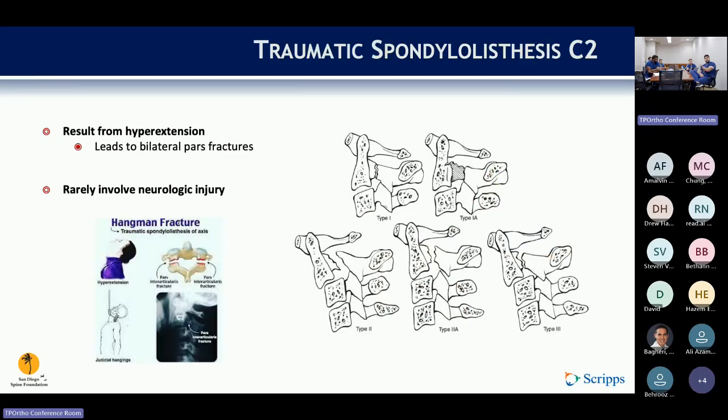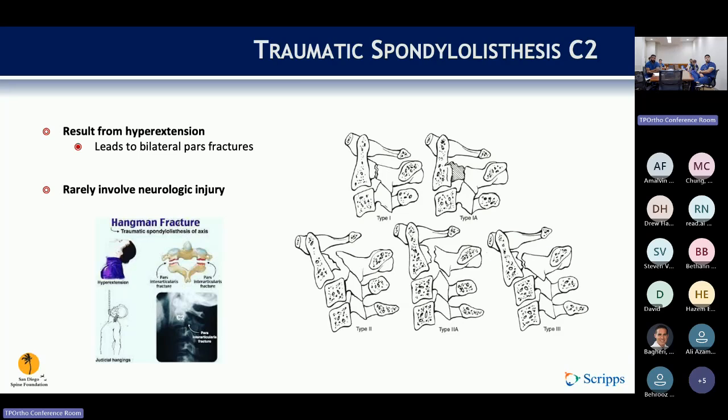Hangman's fracture. So Hangman's fracture is a traumatic spondylolisthesis of C2, and it has a couple of mechanisms in how they arise. The most common one is probably a hyperextension mechanism associated with an axial load. There can also be some rebound flexion and distraction, which can actually tear the PLL and disc, allowing for subluxation. For these injuries, they're typically in a younger, high-energy trauma setting, and neurologic injury actually is somewhat uncommon.